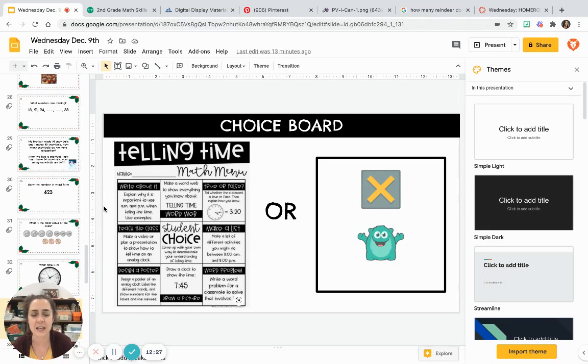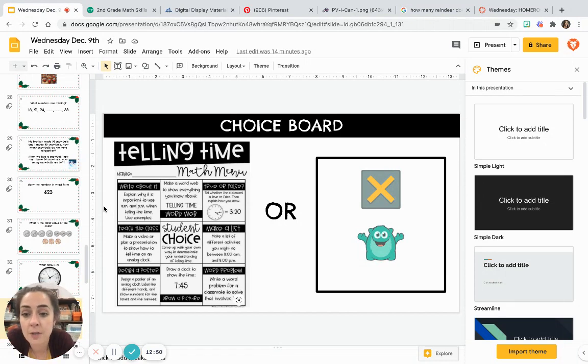Just in case you're thinking, oh my gosh, Mrs. Bean, I don't remember what an analog clock is. Well, let me show you. This is an analog clock. So if that jogged your memory.